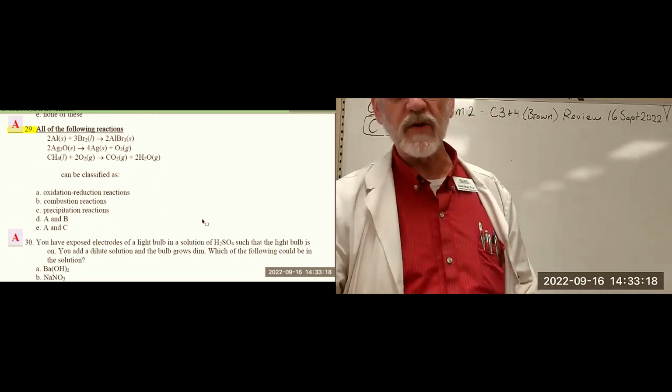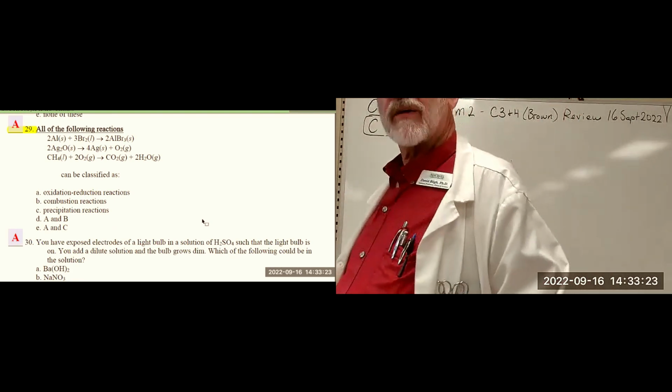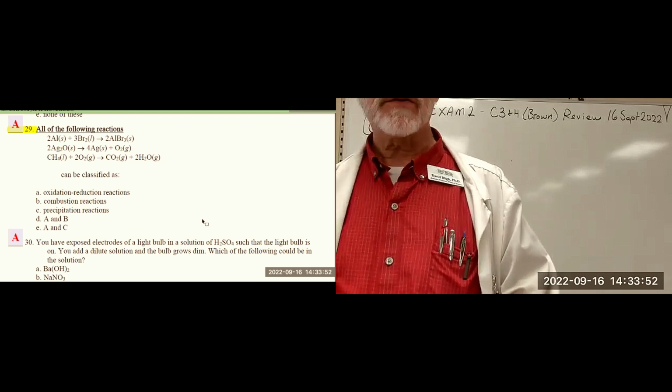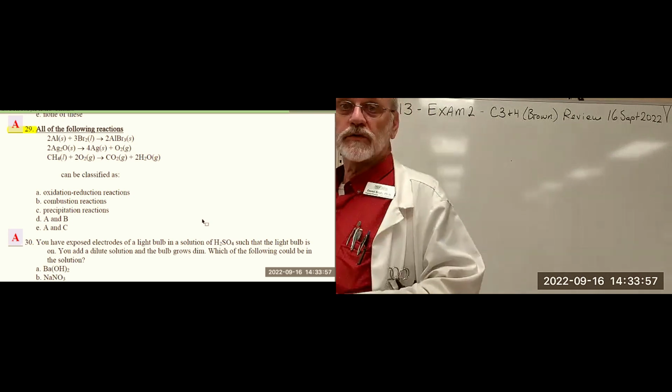Okay, 29. All of the following reactions can be classified as what? Remember that rule, that trick I gave you? If you've got an element on one side, and it's in a compound on the other side, what kind of reaction is it? Redox. Oxidation reduction, every time. Here you've got a compound, element, element. Here, that's a hydrocarbon, and with oxygen, it's a combustion. And all combustion reactions are redox. Plus oxygen's an element on one side, it's in a compound on the other, so you can use that rule too.